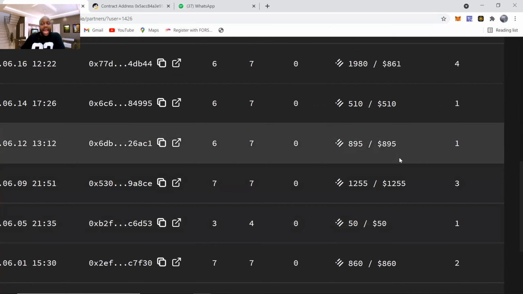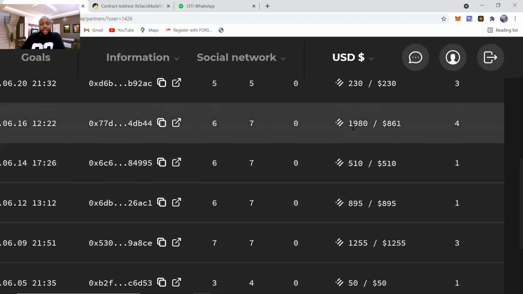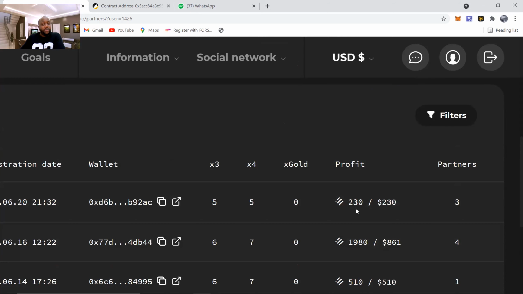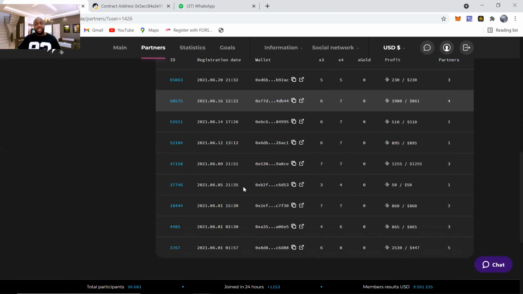You see this one 1,200. This one has registered 3 people. This one has registered 1 person, has got 895. This one has registered 1 person, has received 510. This one has received 1,908, has registered 4 people. And this is another. So you can see all of them are earning. This is our team.